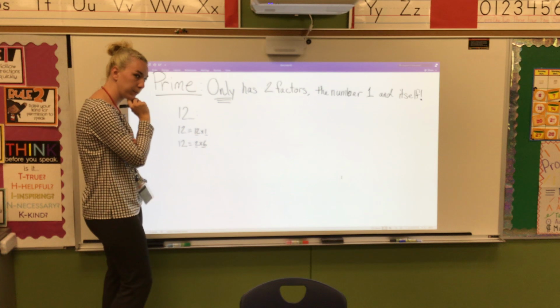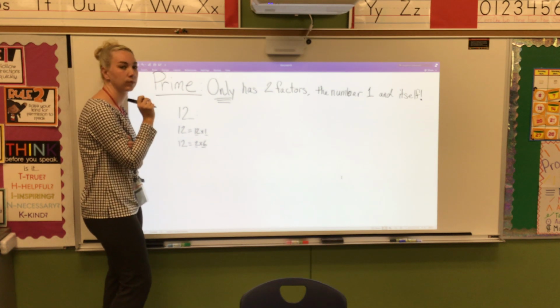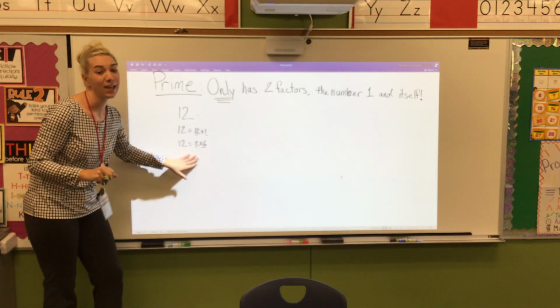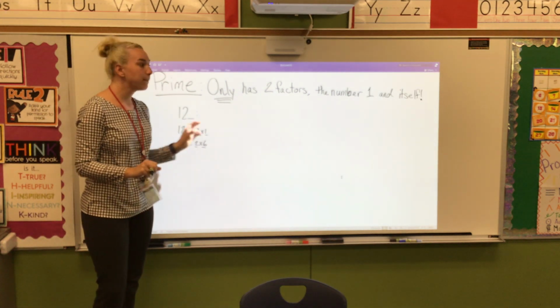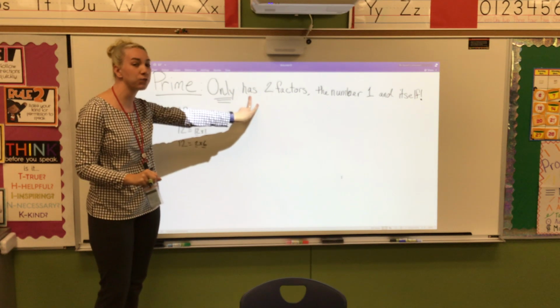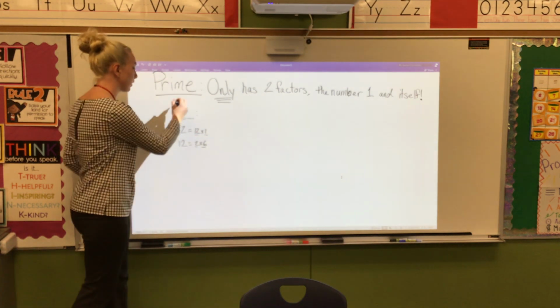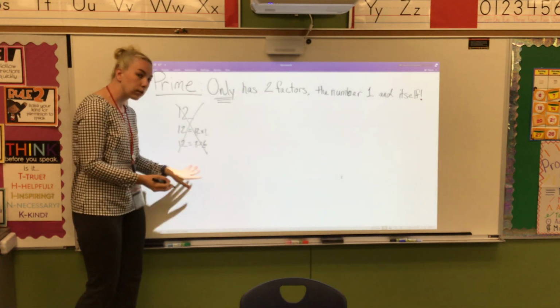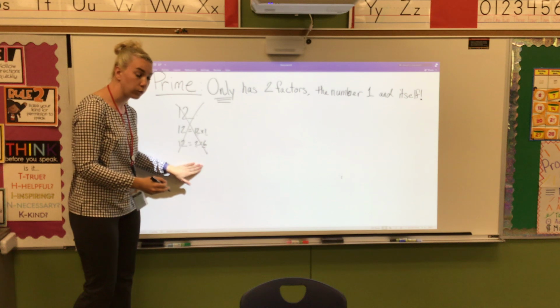Is it a prime number? No. Already I know it's not a prime number. I'm not even done finding all the factors of 12, and I know that it's not a prime number because it already has more than 2, and a prime number can only have 2. I know this doesn't work. Is 12 a prime number? No. There's more factors. Don't think these are the only factors of 12.